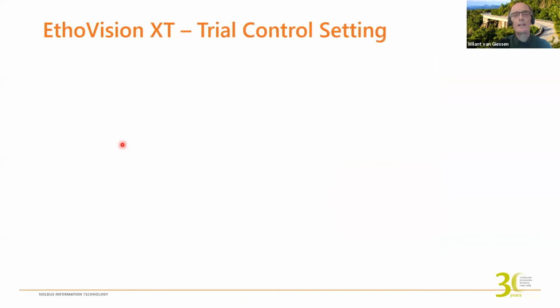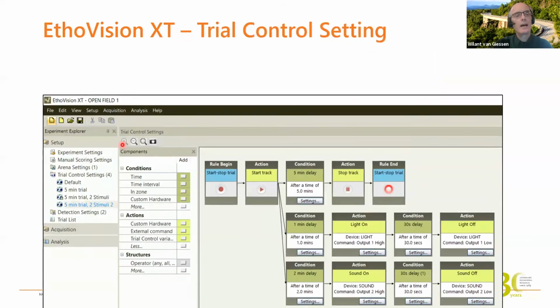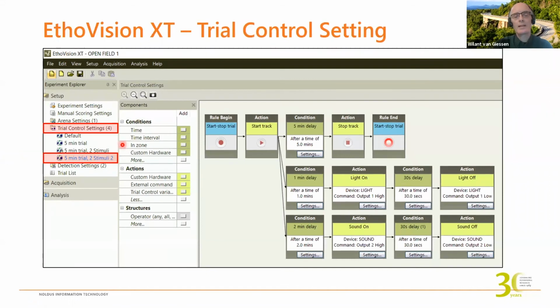Moving on to trial control settings. Here, most of you will be familiar with the standard sequence. You decide when tracking starts, then this condition has to become true for it to stop. So this is a very simple 5-minute trial.